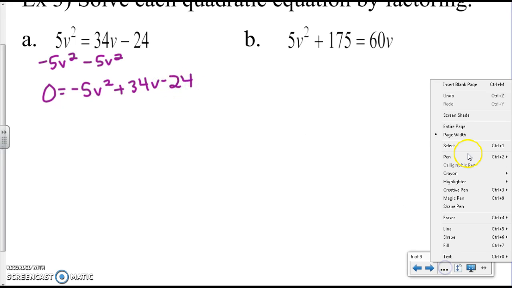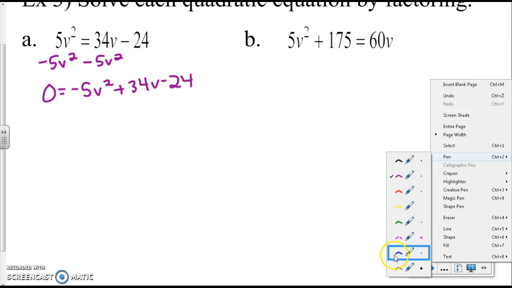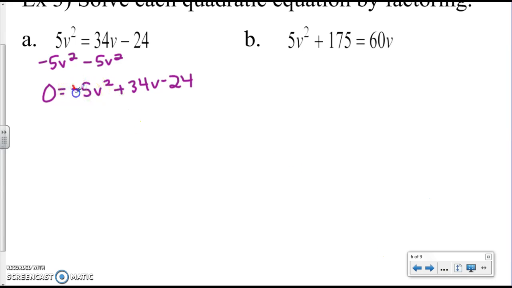So what I'm going to tell you to do is if that happens, I want you to change all your signs. So instead of having a -5v squared, I'm going to make that a positive, make that a negative, make that a positive. Just a little bit easier to deal with when there's not a negative up front.